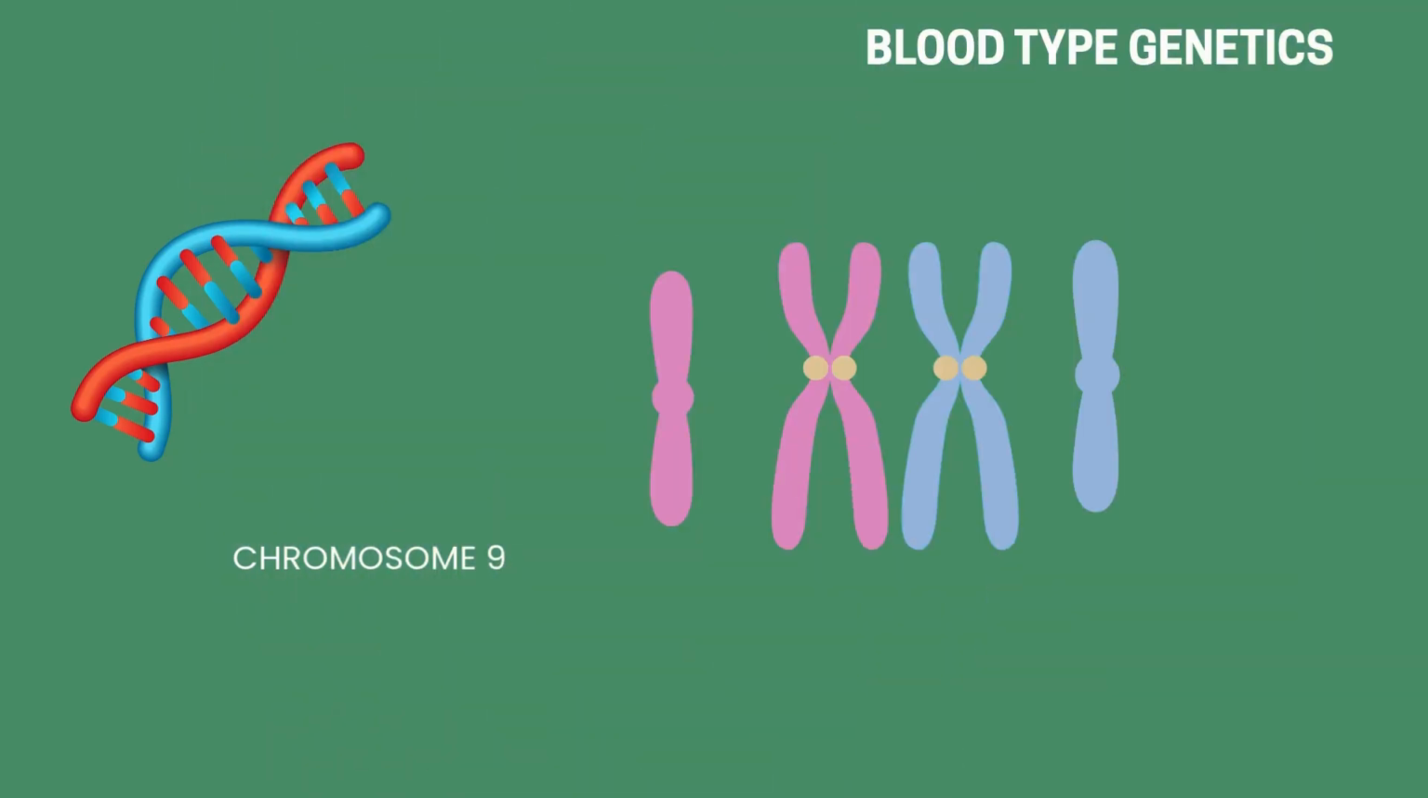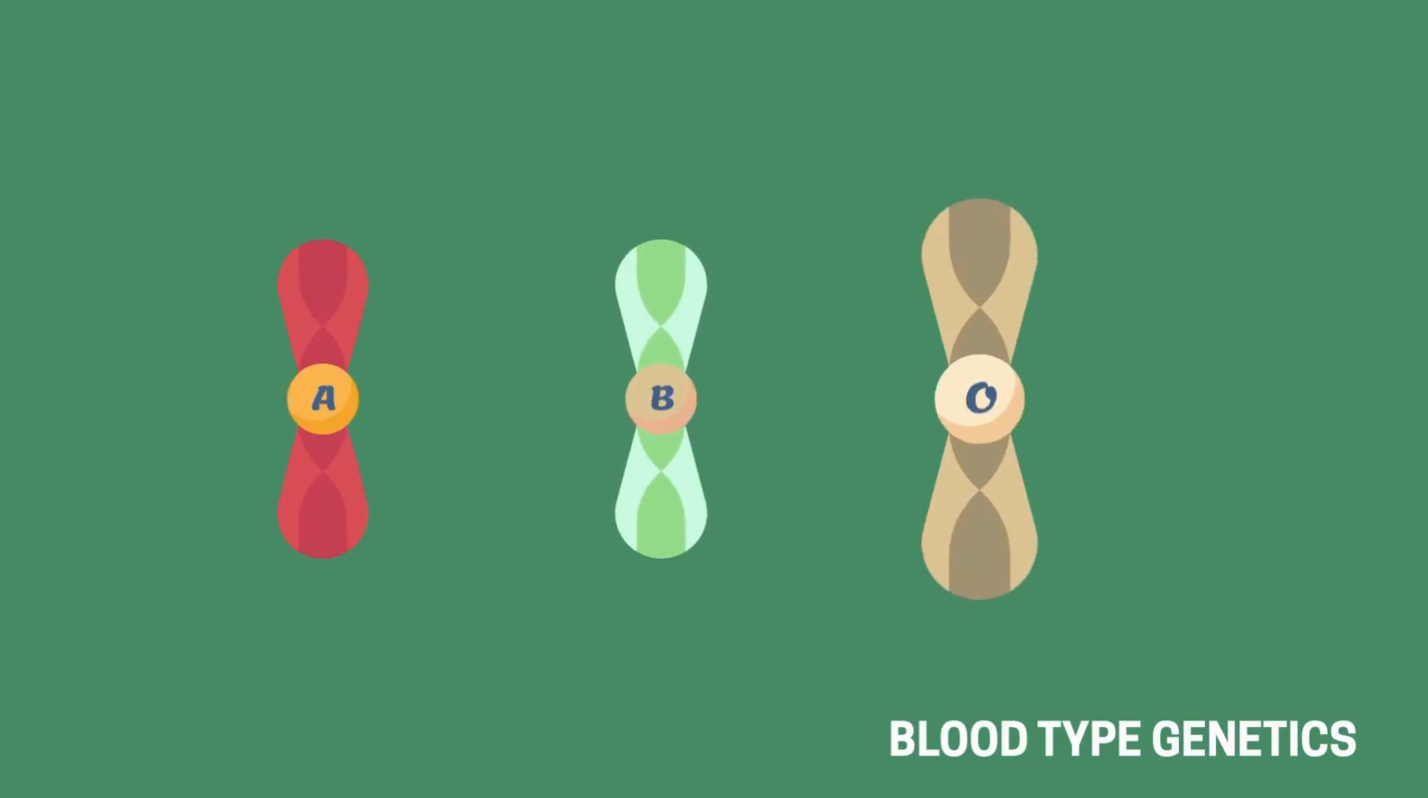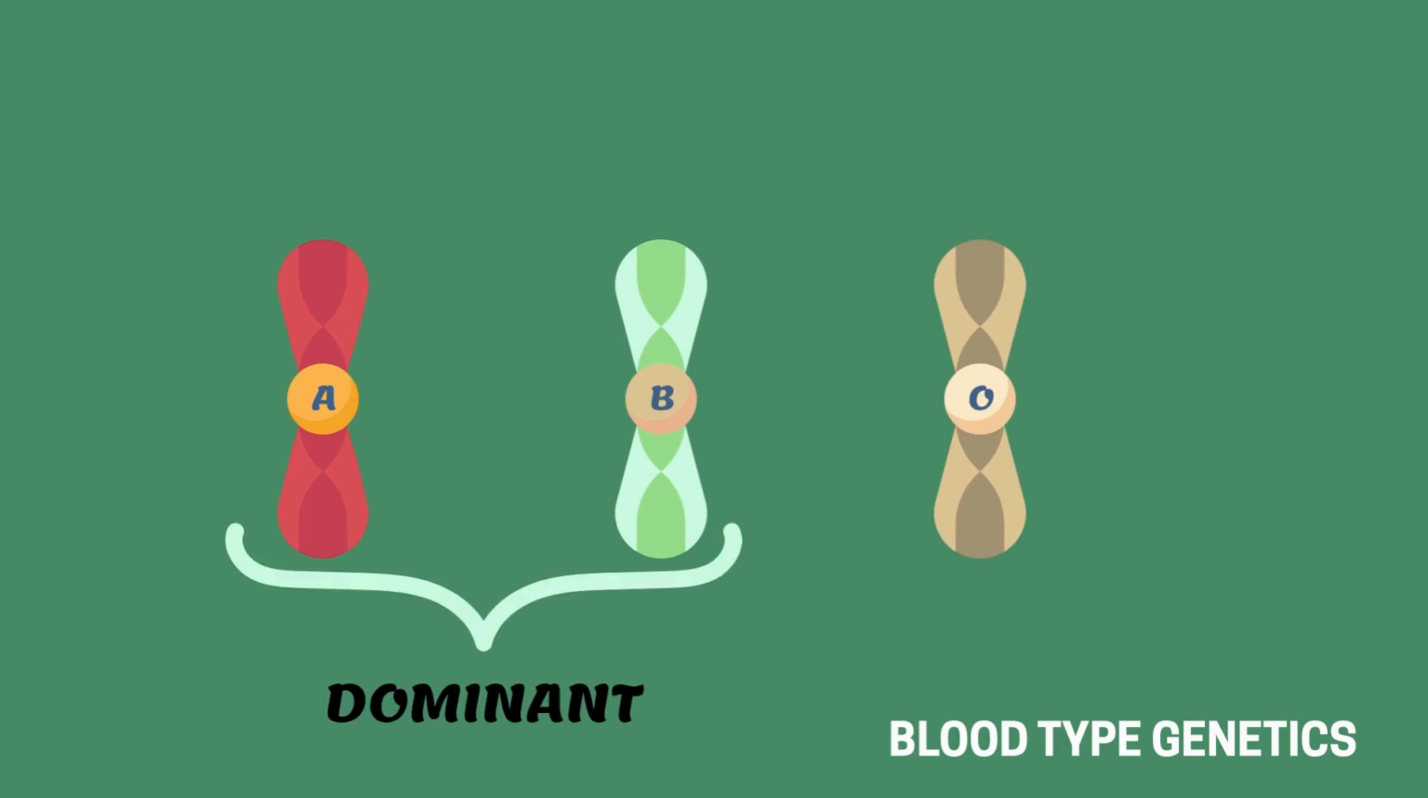Let's look at the 3 possible alleles you can inherit from a parent and how that impacts your blood type. With the ABO blood group, you can inherit an A allele, a B allele, or an O allele. The A and B alleles are considered dominant, which means that if you have either of these, you will express the corresponding antigen on your red blood cells. The O allele is considered recessive, so it will not be expressed in your blood type if you also inherit an A or B allele, as the dominant gene will override it.